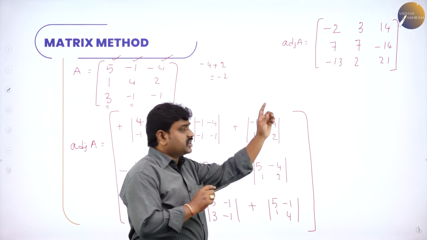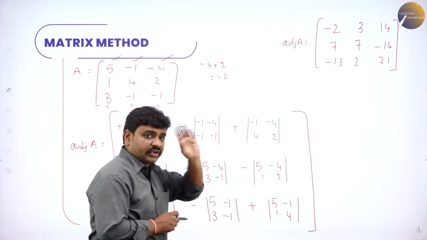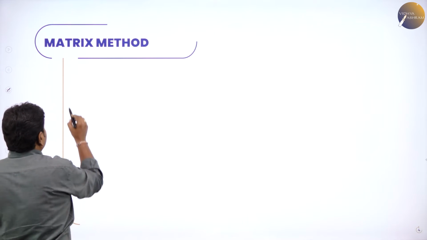So first your adjoint, if any one entry or one sign is wrong, you will not get the answer. So now we got the adjoint. Now we will go further. So now you know the determinant.